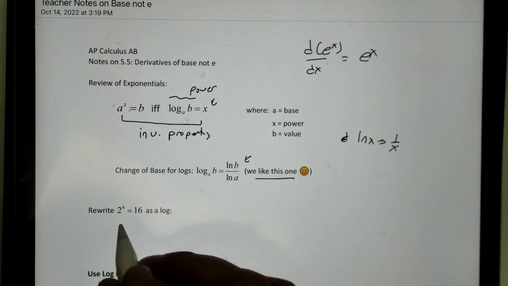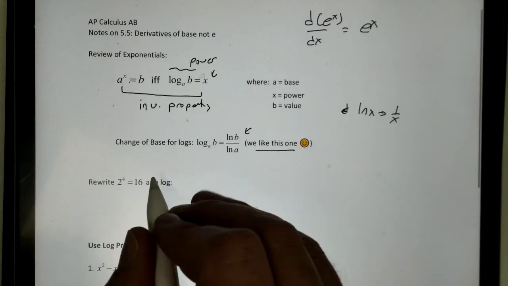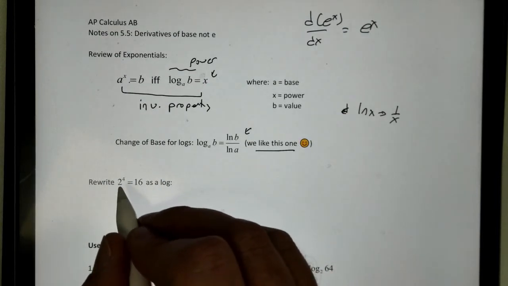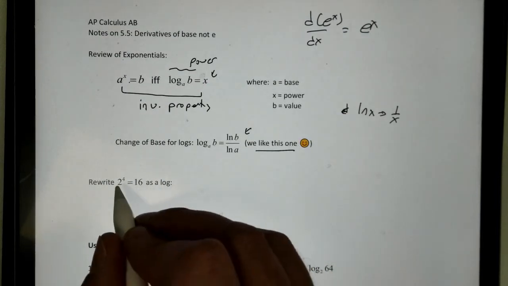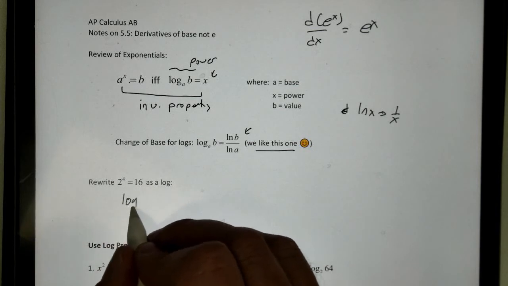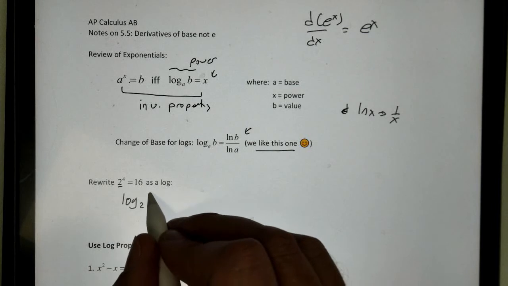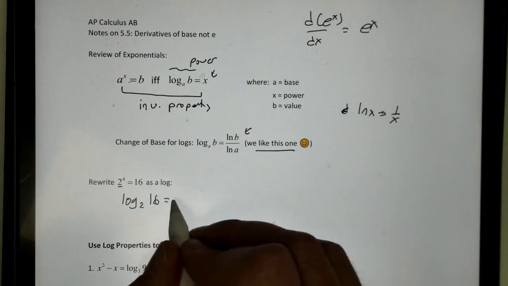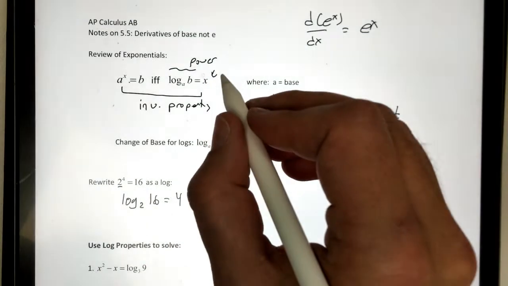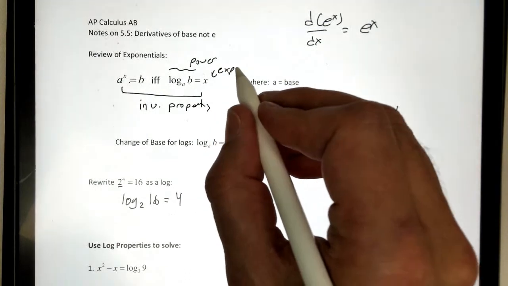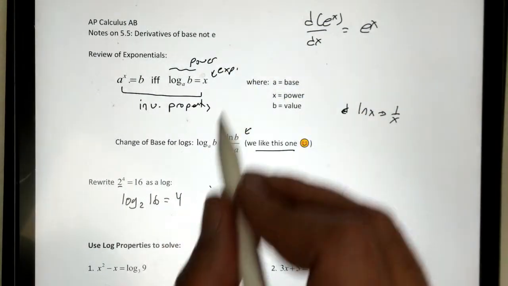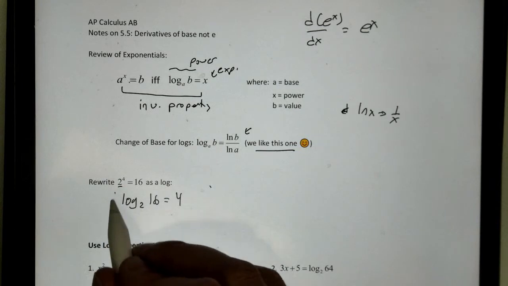So let's see here. We want to write this as a logarithm. My base is 2, so the base of my log is 2, of 16, and that's going to equal my exponent. That's what this is saying. The x right there is my exponent. I can just rewrite that.